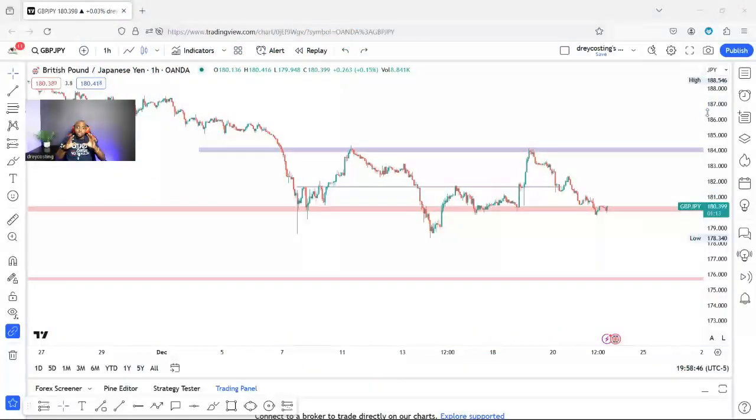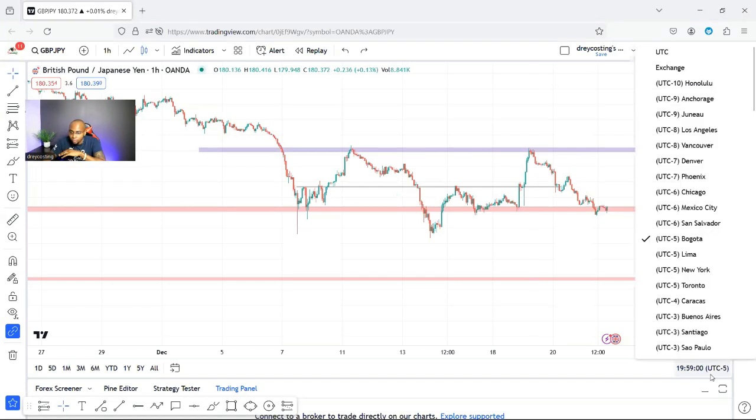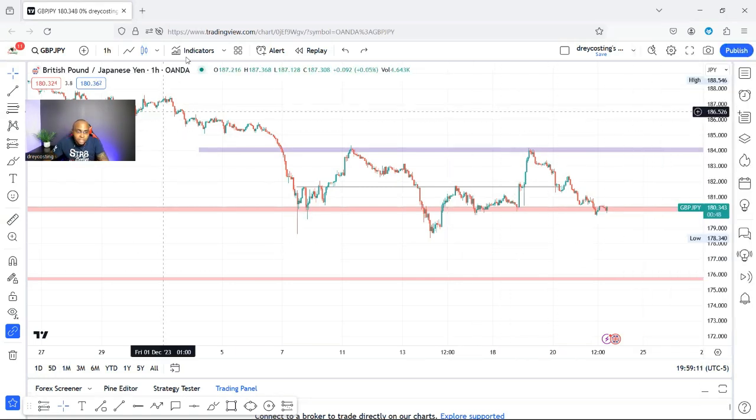Alright, so I'm going to show you which session you're in on the chart based on where you live. So that's important. First, you want to ensure that you have the correct time zone down here. I use Bogota. You want to ensure that you're on the right time zone based on where you live on TradingView. So you can come right here to check the time zone. That's the first thing.